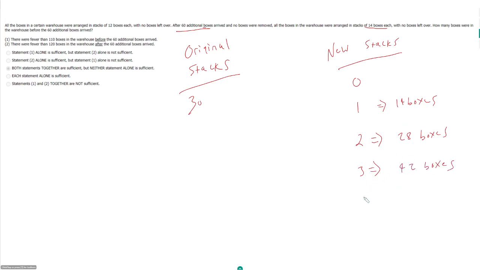And so I need to, until I get to over 60, I should be able to make these stacks. And so then I can make 4 new stacks, and that would give me 56 boxes. And that's all you can do, because after that, if we made 5 new stacks, it would be 70 boxes, and we only have 60.